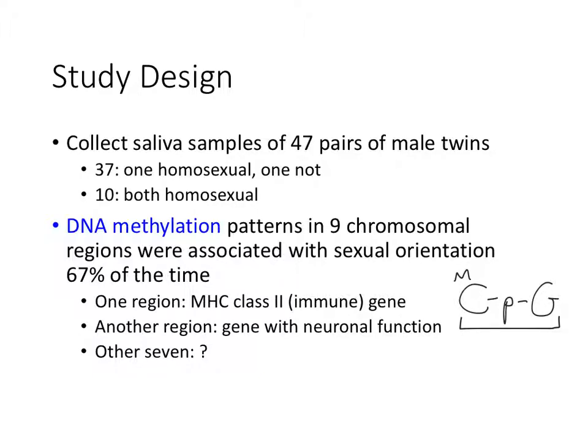One of these 9 regions includes an immune gene, a major histocompatibility complex class 2 gene. Another one of these 9 regions contained a gene that, we don't know what it does specifically, but it has something to do with neuronal function. The other 7 areas of the genome, we just don't know what the genes in those regions do. That's what they found: a statistically significant association between epigenetic changes and sexual orientation in 9 different regions of the genome.